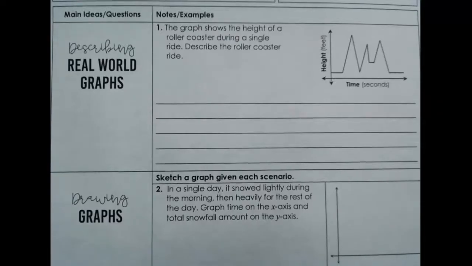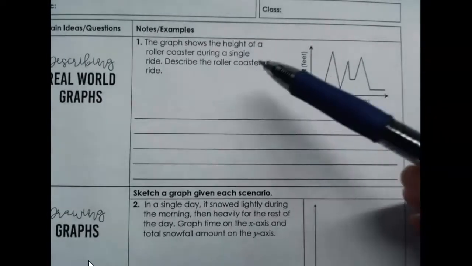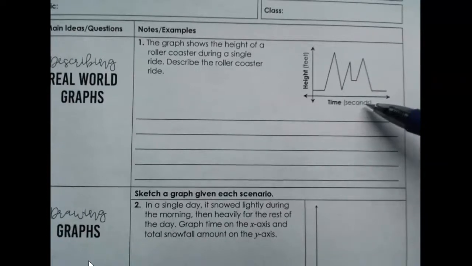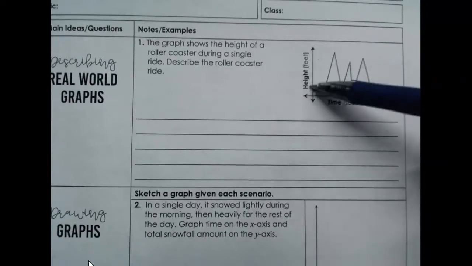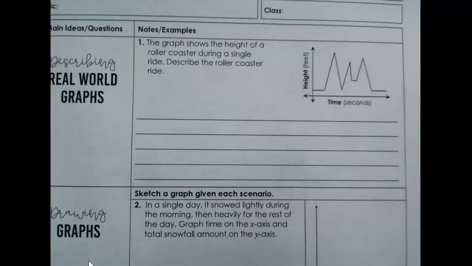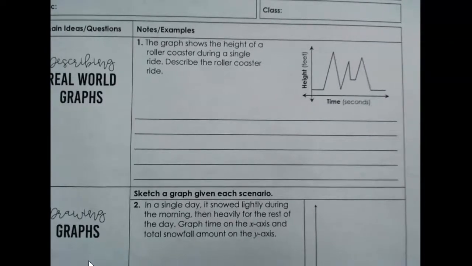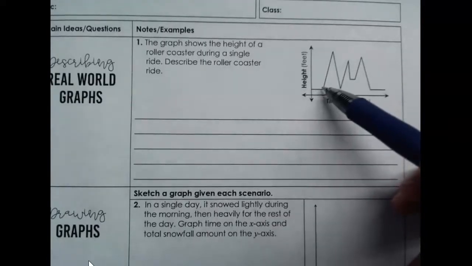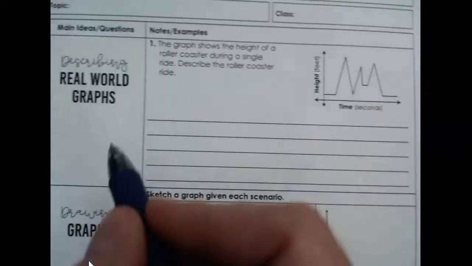So the first thing we want to do is take a look at our graph and describe it over here. This is talking about a roller coaster during the ride, and we have time in seconds on the x-axis and the height in feet on the y-axis. So you want to think about it. This is where your ride begins, and then it goes up a big hill. So let's write that.